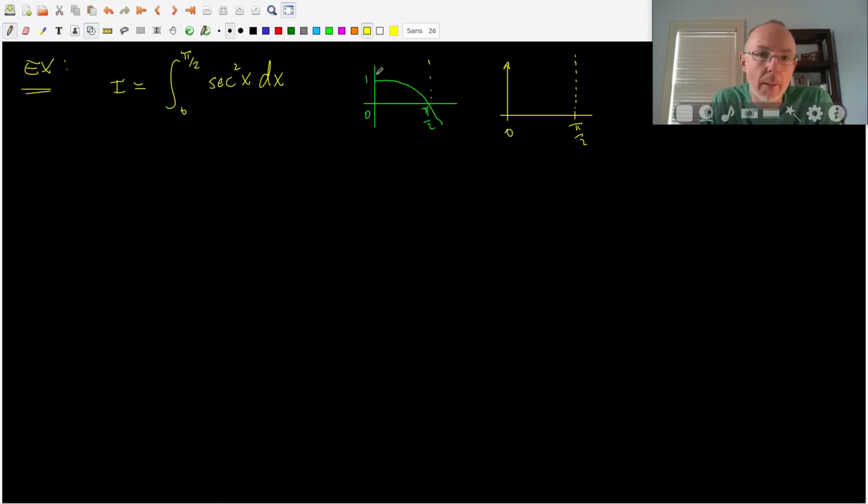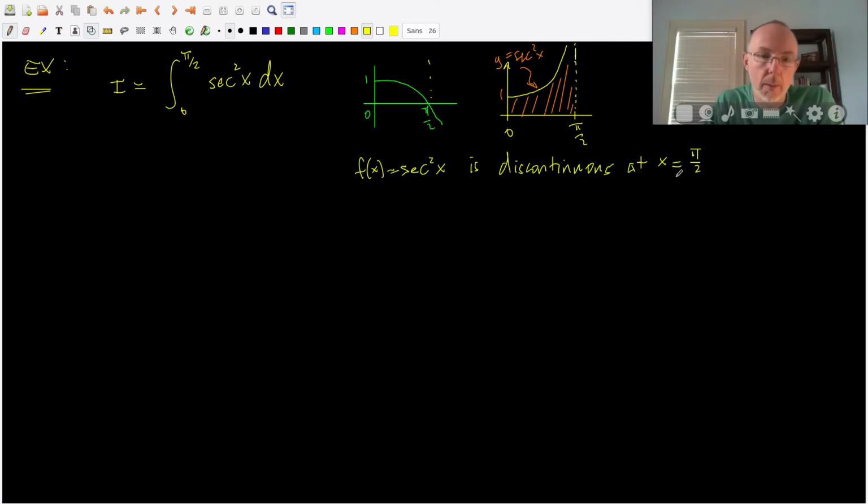It starts at 1. 1 over 1 squared is still 1. So if you think about secant, it must look something like that, and it's going up to this vertical asymptote. So this region under here is going to be one of these improper integrals. The graph I'm drawing here is secant squared of x, and what we need to do is work out that integral. Again, this time we've got an issue with this function at pi over 2. Secant squared is not defined at pi over 2.